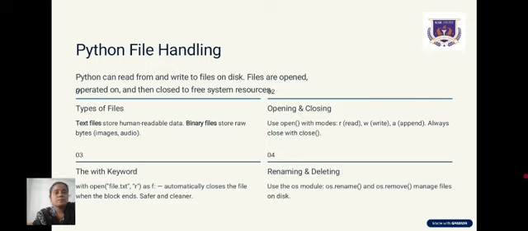Next one is Python file handling. Python can read from and write to files on disk. Files are opened, operated on, and then closed to free system resources. Types of files. A text file stores human readable data, and a binary file stores raw bytes, which means images and audio. The with keyword. The with open("file.txt") statement, with the name in double quotes, automatically closes the file.